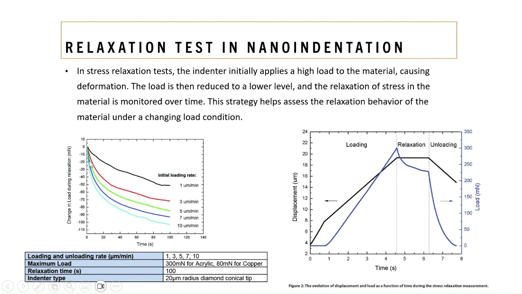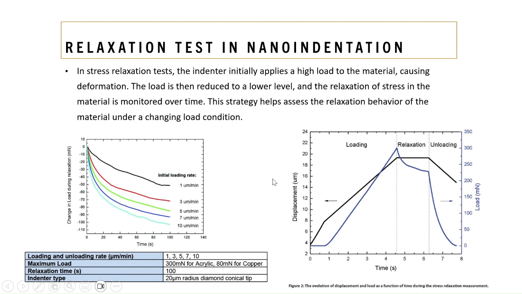In this example, stress relaxation of an acrylic and copper sample were measured, with indentation load rates ranging from 1 to 10 micrometers per minute. And when the target maximum load was reached, relaxation was measured at a constant depth, and the relaxation time is 100 seconds. And the test consists of three stages: loading, relaxation, and unloading.